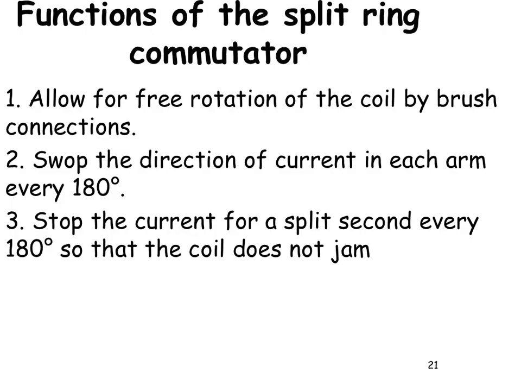So these are the official functions of the split ring commutator. It allows for free rotation of the coil by brush connection. So a split ring commutator includes these brushes. It swaps the direction of current in each arm every 180 degrees, which means that the left-hand side is always going up and the right-hand side is always going down, or vice versa. And it stops the current for a split second every 180 degrees so that the coil does not jam. You need to learn those. They love asking the functions of a split ring commutator.